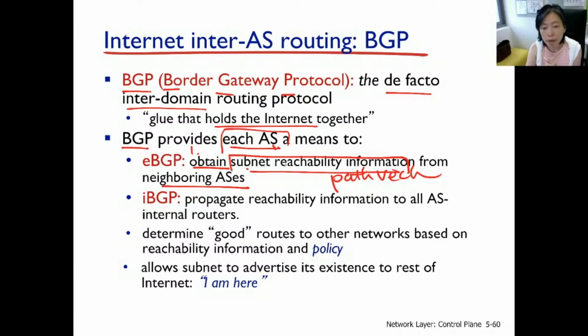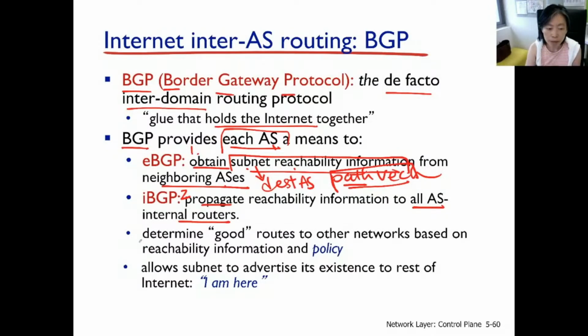By subnet reachability information, we meant the path for each destination subnet for each destination AS. And there are many of these destination ASs, therefore, we receive the path vector from the gateway routers of the neighboring ASs. Second step, the gateway router receiving such a path vector will then propagate it to all the internal routers, including those routers that are gateway routers to other neighboring ASs.